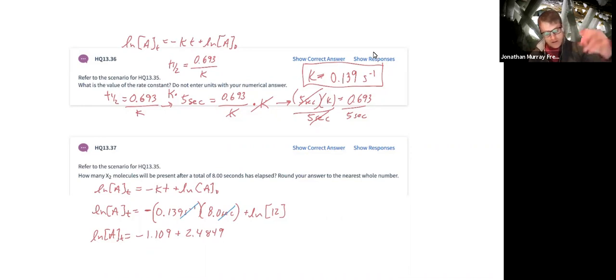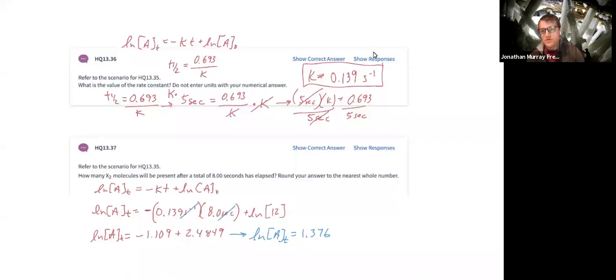So we add this across: negative 1.109 plus 2.4849, and we get approximately natural log of concentration at time t, which is 8 seconds, equals 1.376. Is this our final answer? No, this isn't our final answer because we are asked what the concentration is. We just wrote out that the natural log of concentration equals 1.376. So that's the natural log of the concentration. That is not the concentration.